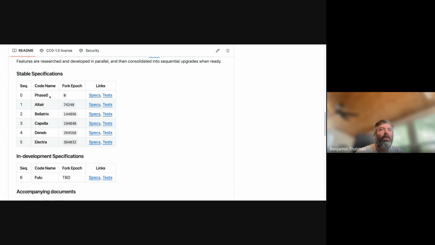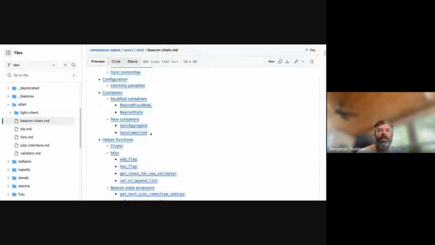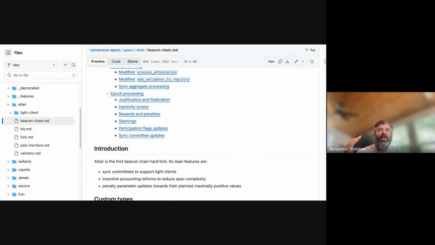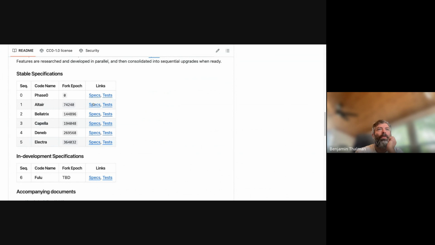So let's go to Altair. Again, we looked at phase 0, and if you remember, it was 1/128th. So now let's see. I believe Altair did change, but let's just double check that. As I said before, phase 0 is an exception. All other versions of the specs, Altair, Bellatrix, Capella, Deneb, Electra, contain the changes only. They're not full sets of specs.